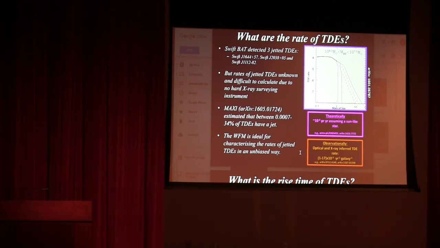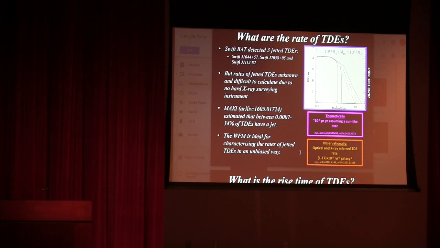And so STROBE-X, with its wide field monitor, should be able to really help us constrain this information and search for TDs in a more systematic way than can be done at the moment, because we don't have that ability. In particular, I think this is important because it will put important constraints on the jetted TDs. Jetted TDs, TDs exhibiting a jet, were not expected originally.